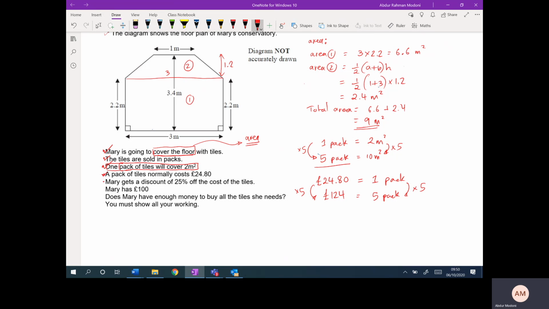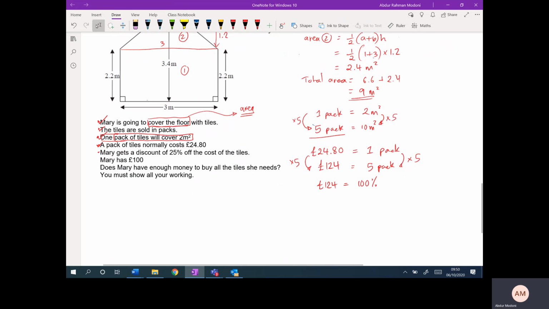It says Mary gets a discount of 25% off the cost of tiles. Let's do the maths for this. So 25% off. We're going to say £124 is equal to 100%. Again, multiplicative reasoning. If we're taking 25% off, we want to get to 75%. So I'll get to 25% first, and then I'll get to 75%. So divide by 4, and then times by 3. Do the same on this side. 124 divided by 4 equals £31, and then times by 3 is equal to £93. So we now know that £93 is the cost of 5 packs after the discount.